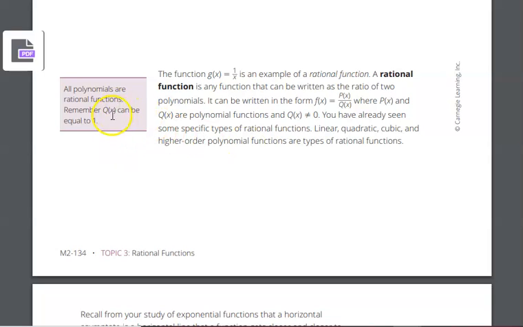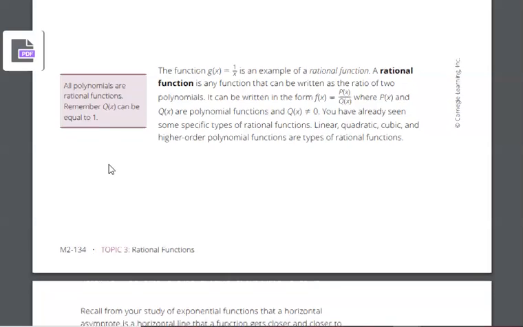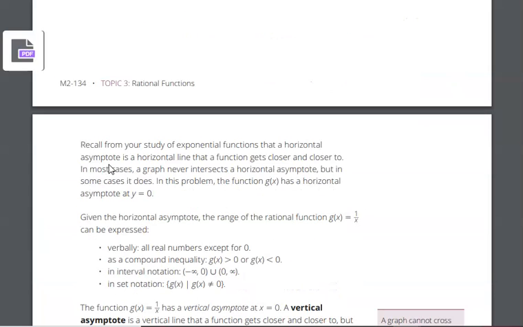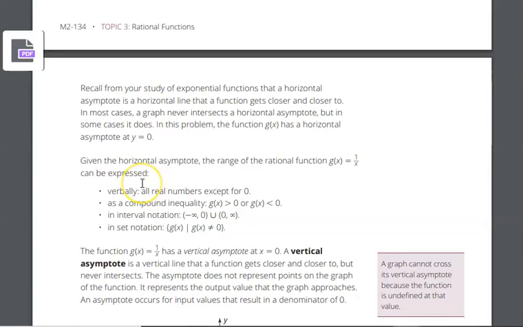I think there's some disagreement here about whether q of x can be 1. Normally, q of x is a linear function that is not a horizontal line, but some linear function with a variable x, or a quadratic, or a cubic, or some other type of polynomial. But in general, a rational function will have a variable in the denominator. And so that's kind of what we're looking for.